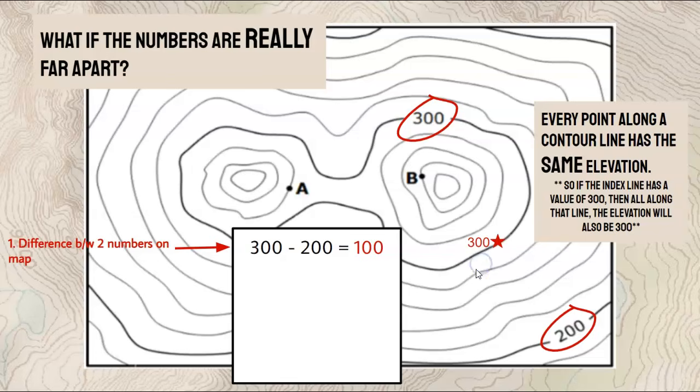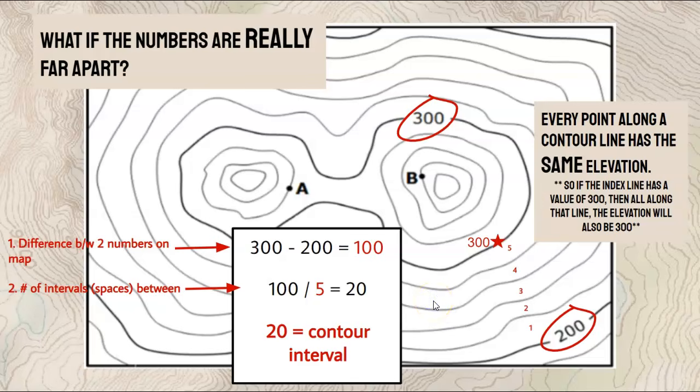So step number 1, I'm going to find the difference in my elevation. In this case, it's going to be 100. Step number 2, I figure out how many intervals I have. 1, 2, 3, 4, 5. Again, I have 5 intervals on this particular map. So my contour interval here is going to be 20. The elevation is going to increase by 20 every contour line.